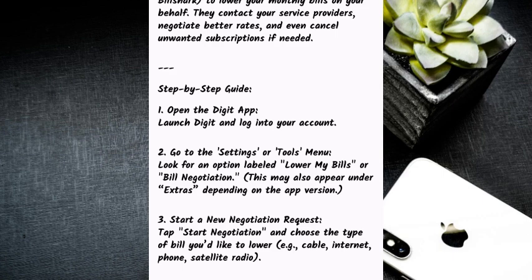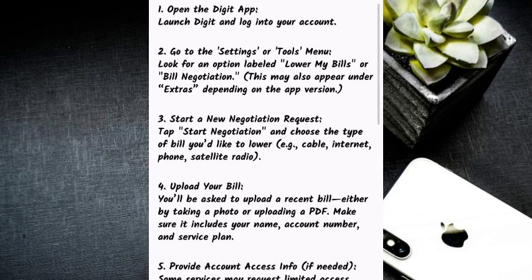Next, start a negotiation request. You just go ahead and tap start negotiation and choose the type of bill that you would like to lower. Could be cable, internet, phone, or satellite radio. Next, upload your bill. You're going to be asked to upload a recent bill either by taking a photo or by uploading a PDF. So make sure it includes your name, account number, and service plan.